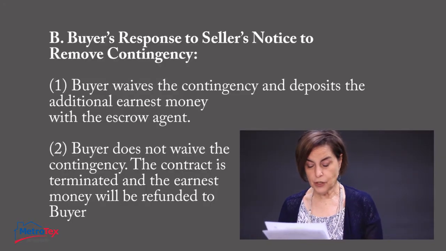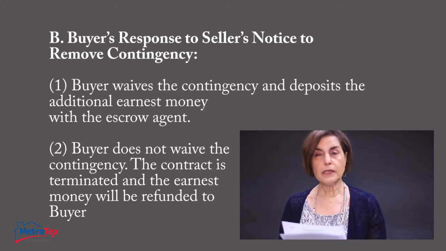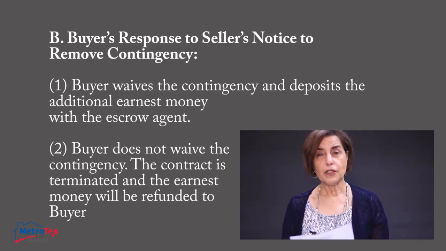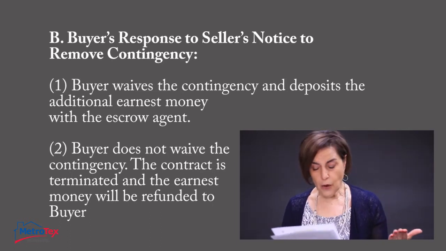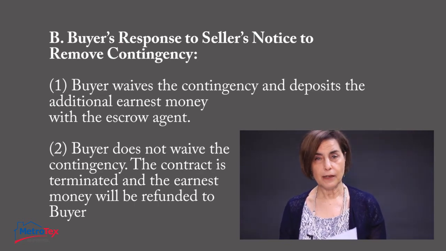Here's the buyer's response to the seller's notice to remove the contingency. 1, buyer waives the contingency and deposits additional earnest money with the escrow agent. Or 2, the buyer does not waive the contingency, the contract is terminated, and the earnest money will be refunded to the buyer. And the buyer signs it. So that either releases the house so that buyer number 2 can now step into first position, or they decide to move forward and buyer number 2 just sits in a backup position until this closes or doesn't close. So that's how that goes through the whole contingency for sale of other property.